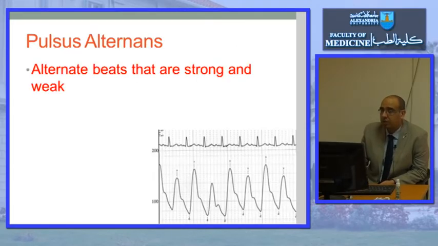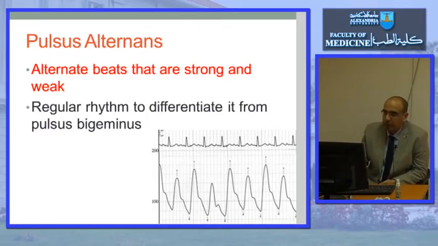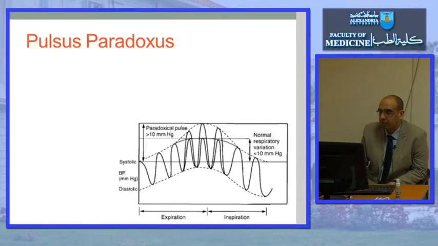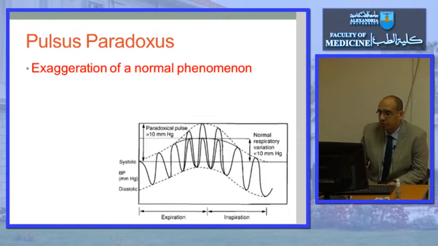Pulsus alternans: beats that are alternately strong and weak, strong beats and weak beats. It's present in massive myocardial infarction and myocarditis. Pulsus paradoxus is very important to know. All of what I described is abnormal pulse. In normal situations, there is no special character.